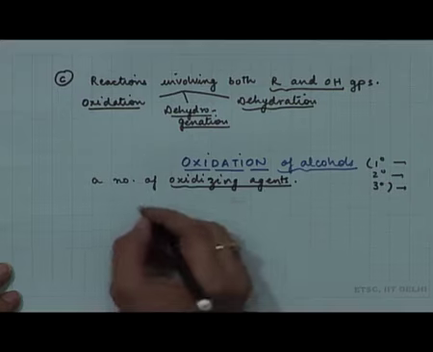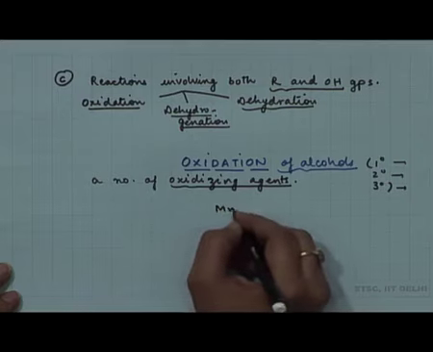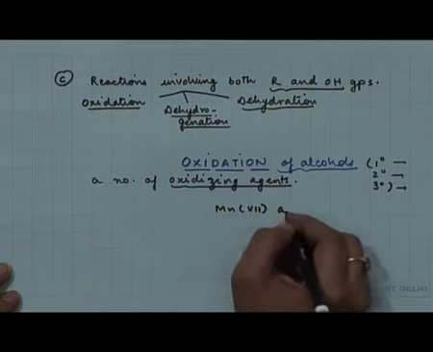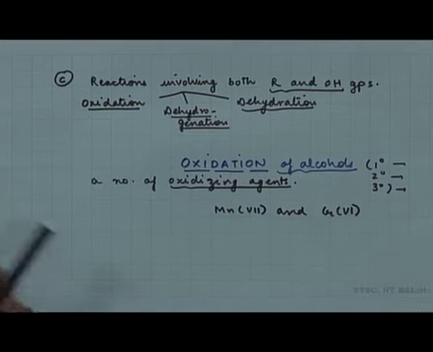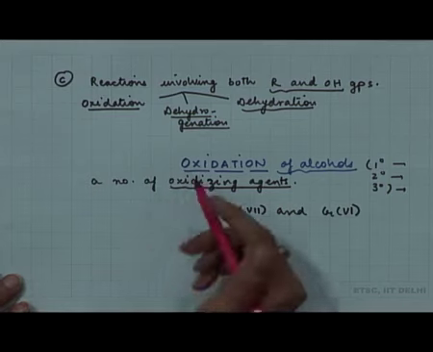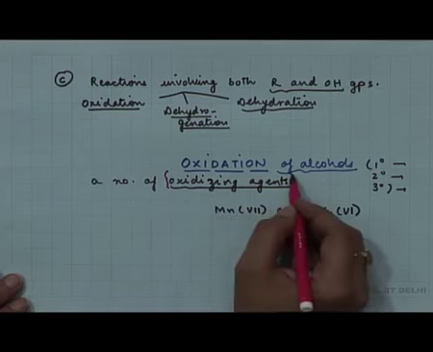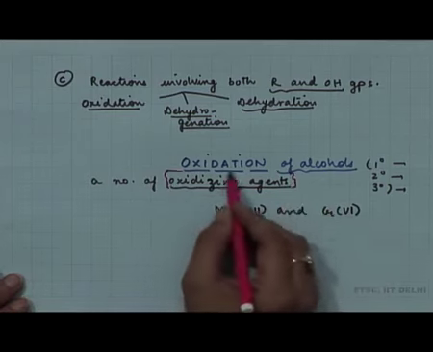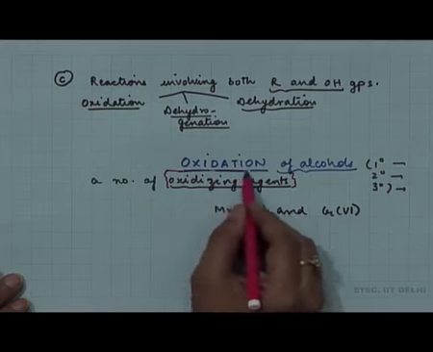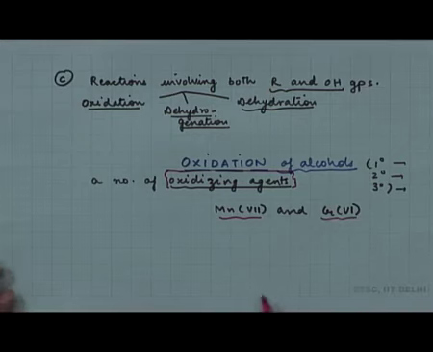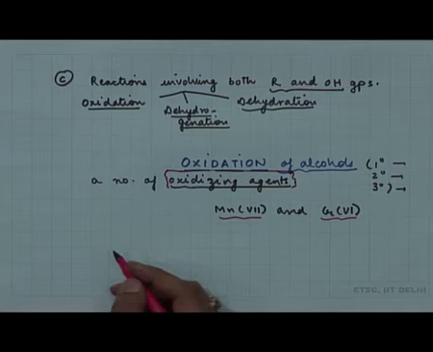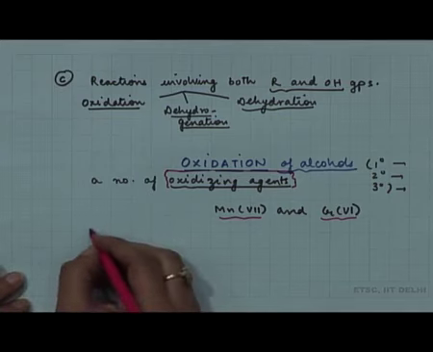What we are going to discuss today are the reagents based on manganese 7 and chromium 6 species. Okay. If I go on telling you about the type of oxidizing agents available, it can be a full course in itself, but we will restrict ourselves to manganese 7 and chromium 6, the traditional and the most well studied oxidizing agents for oxidation of alcohols.